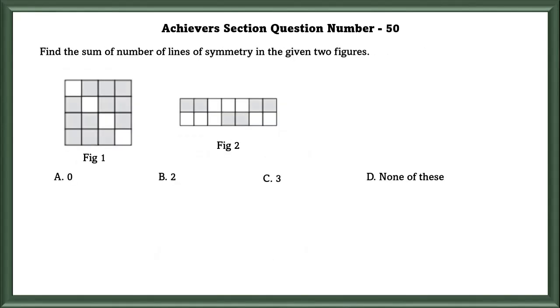Achiever Section question number 50. Find the sum of number of lines of symmetry in the given two figures. In figure 1, it is not horizontally nor vertically symmetrical. It is diagonally symmetrical. So we get two lines of symmetry in figure 1. But in figure 2, there is no line of symmetry. So the answer is B, 2.